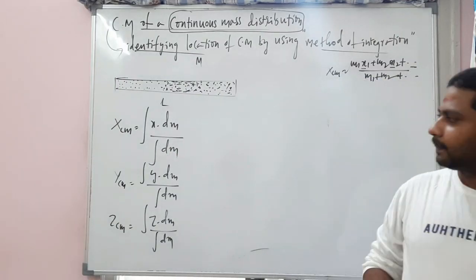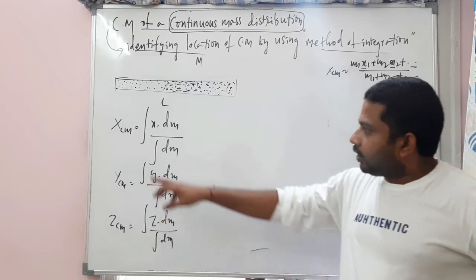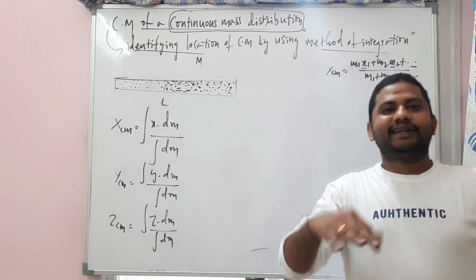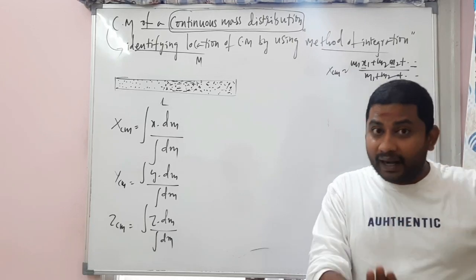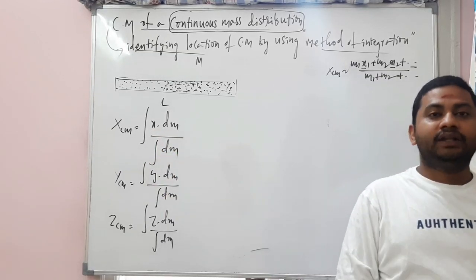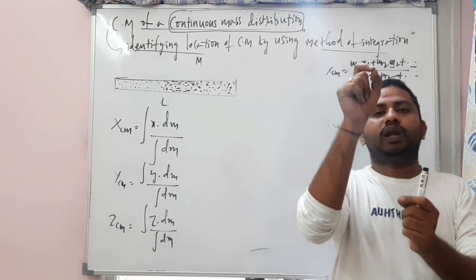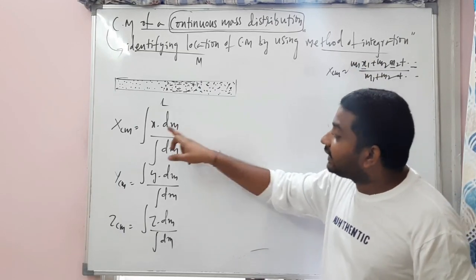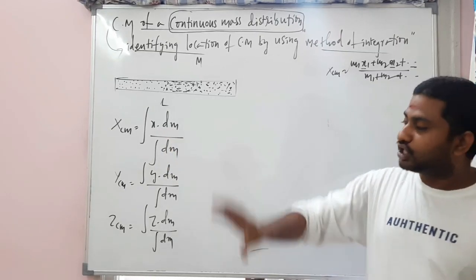Listen to me. Generally the students will get confused here. We have studied integral x dx, integral y dy, integral z dz. But here it is integral x into dm. In a flow or in a hurry in the exam, do not write the formula as integral x dx. No. What is the formula? Integral x dm divided by integral dm. This is for what?